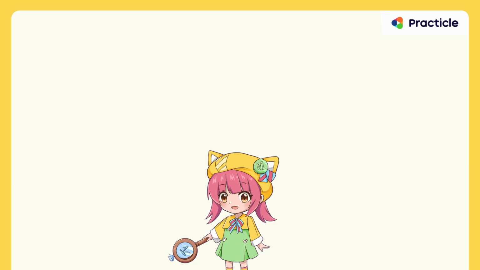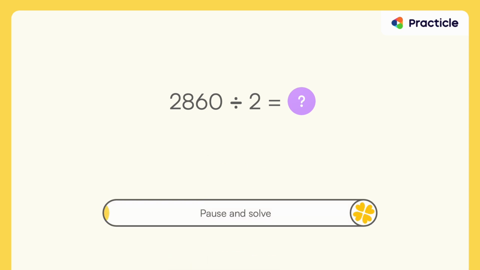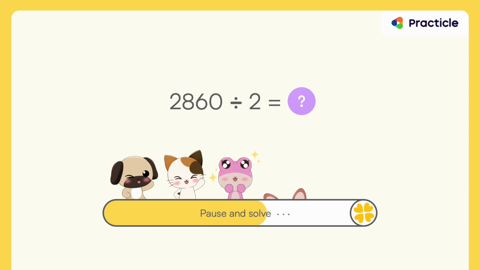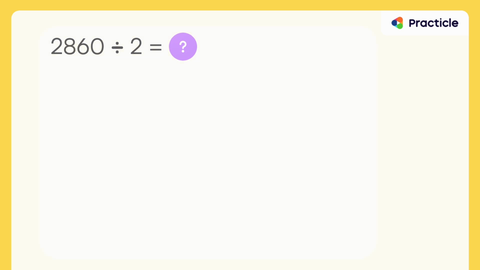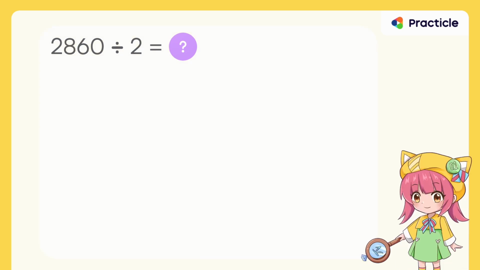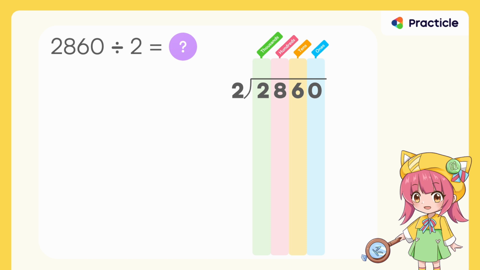Do you know how to divide 4 digits by 1 digit now? Try dividing 2,860 by 2 and see what you get. 2,860 is 2 thousands, 8 hundreds, 6 tens, and 0 ones. Did you divide the thousands first?